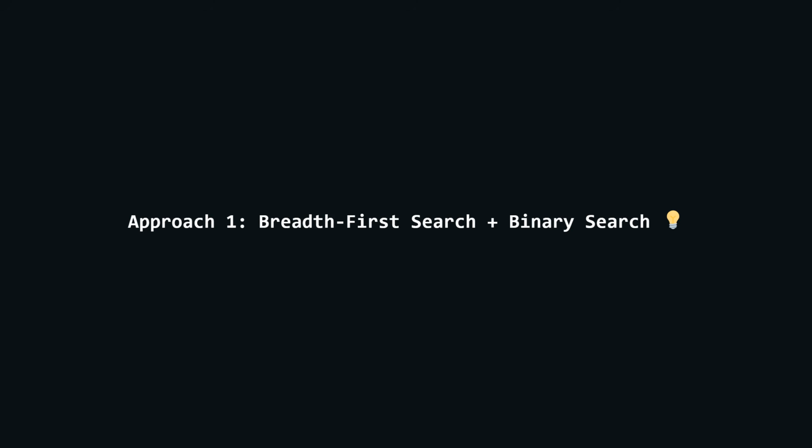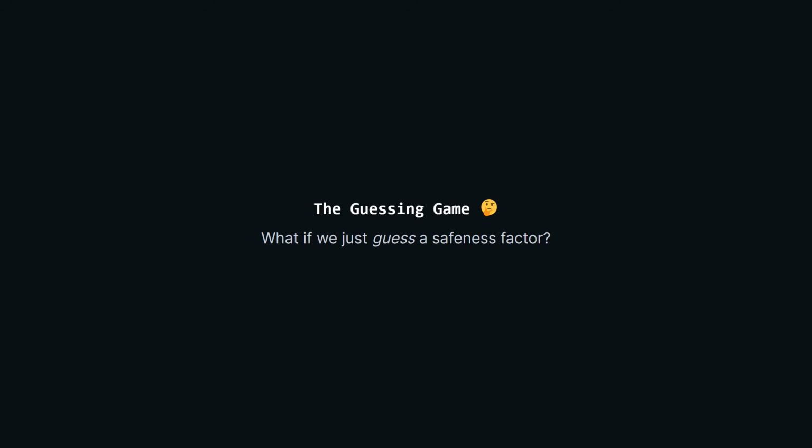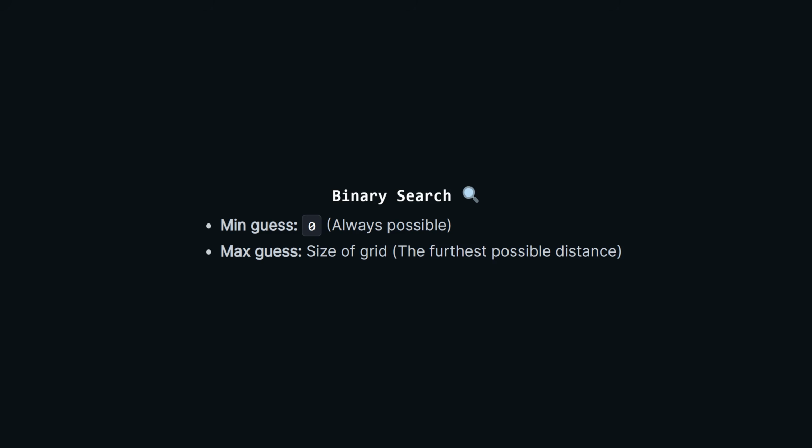Now we move to approach 1, which combines our breadth-first search with binary search. We need to find the best path. Instead of trying every path, what if we just guess a target safeness score and see if a path exists that meets it? We can use binary search to guess our answers. The lowest possible answer is 0, and the highest is roughly the size of the grid.